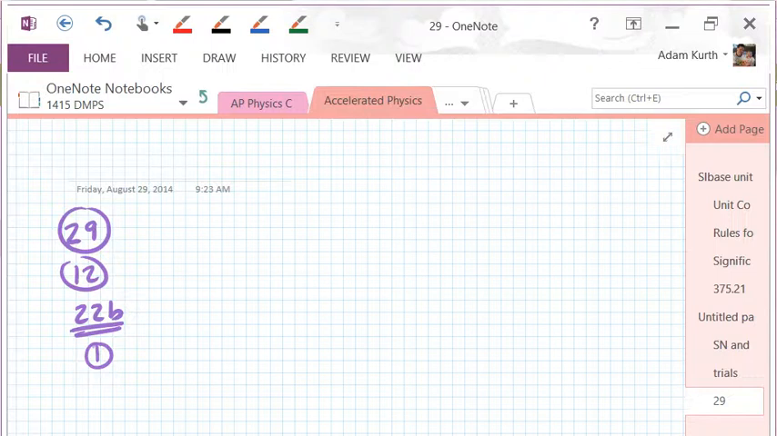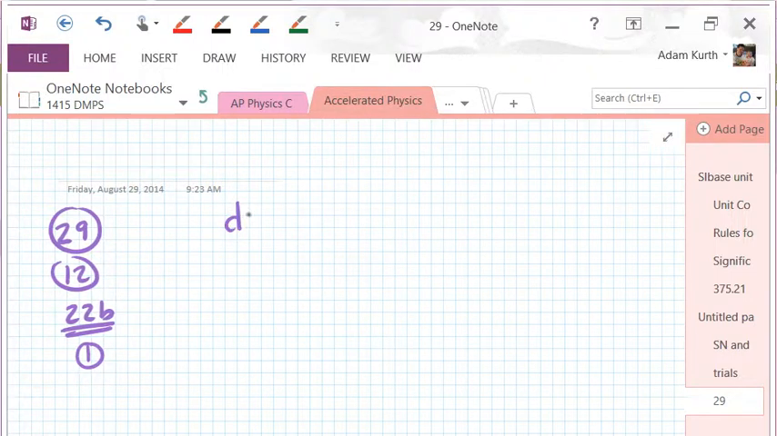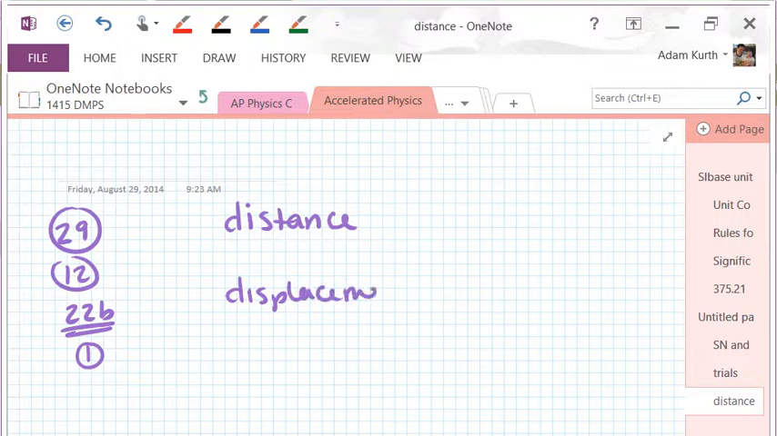Sweet. Here we go. Some definitions here. Distance and displacement. If you ask a random person on the street what distance is, and ask another random person on the street what displacement is, you might get the same answer, because to random people on the street, they're about the same thing. But in physics, we're very, very specific about the difference.